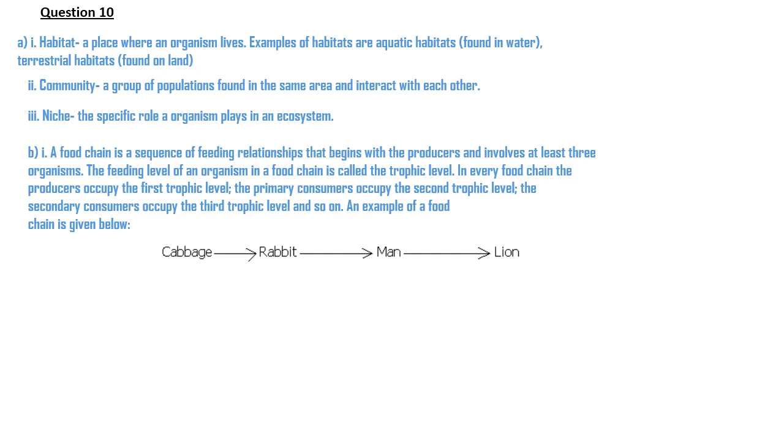So here is an example of a food chain. Cabbage grows. When the cabbage grows, it is eaten by the rabbit, and the rabbit is later eaten by a man, and the man is eaten by a lion. So this is an example of a food chain.